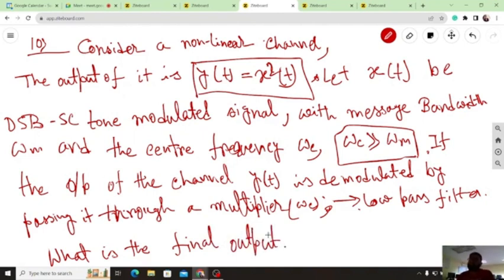Again, just clarifying the question once again. We have an input x t, and x t is a DSBSC tone modulated signal with message bandwidth omega m and carrier omega c. It is going through a channel, and the output of the channel is y t equal to x square of t. In the receiver, we are demodulating it by multiplying with the frequency omega c, and then passing it through a low pass filter. If we do all these things, what will be the final output after the low pass filter? That is the question here.